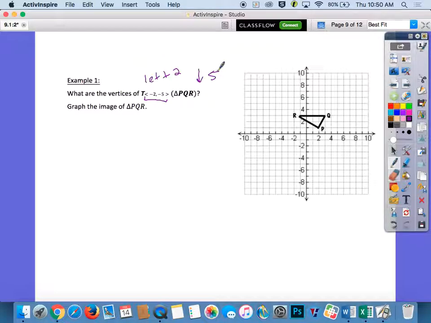So, to the left 2, then down 1, 2, 3, 4, 5. And that's going to be your translation. There's your R prime, there's your Q prime, and there's your P prime. All right, take a second and double check and make sure that you didn't make a careless mistake.